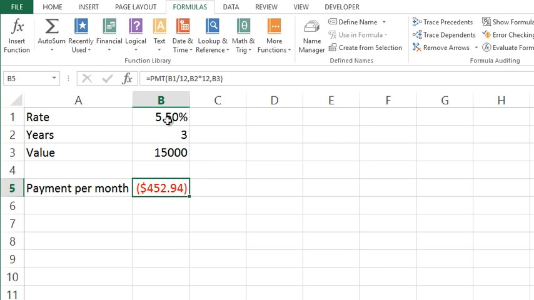So that PMT function is kind of handy. If you're interested in loan calculators, mortgage calculators, these types of things, I'm going to show you how you can utilize templates to do that, but we'll do that in tomorrow's video.